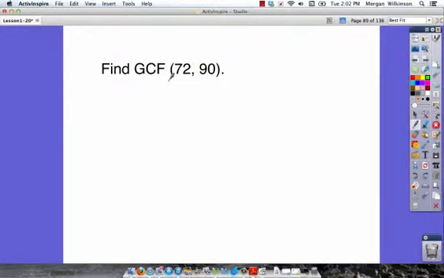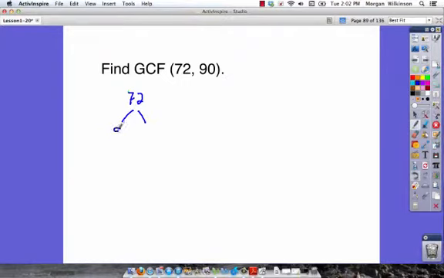Let's find the greatest common factor of 72 and 90. Now this one's a little bit more complex. So what we want to do when we find the greatest common factor of 72 and 90 is to break these numbers down using a factor tree. So let's look at 72. If we take 72, we don't need the circle yet, it looks like an answer.